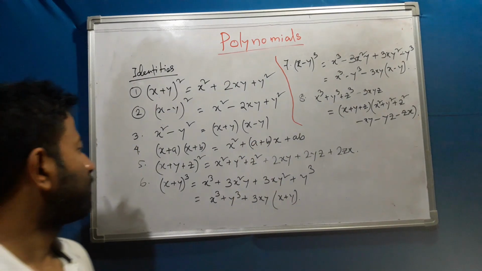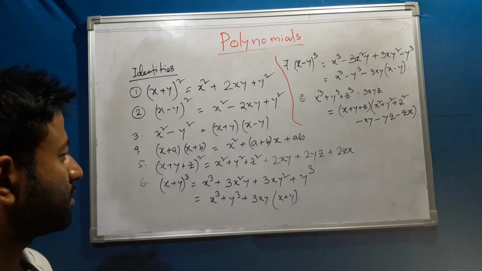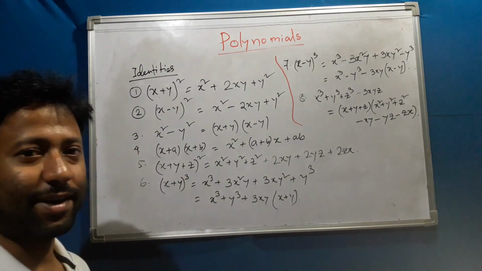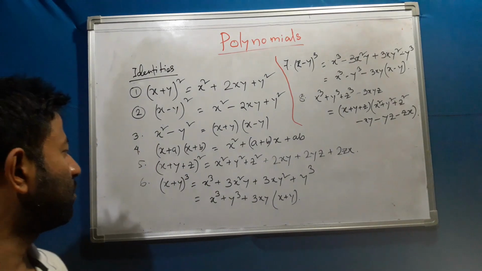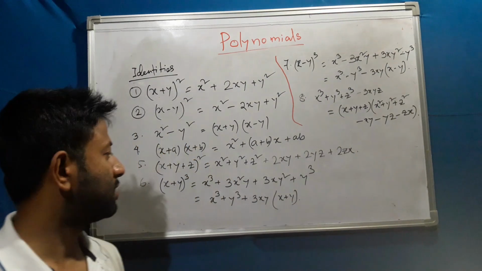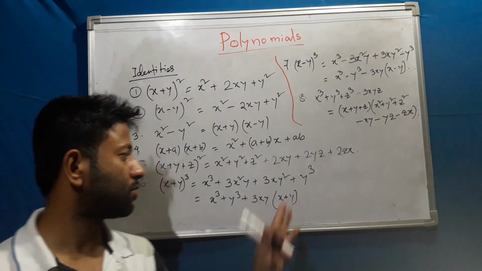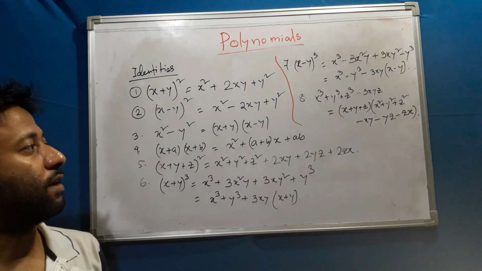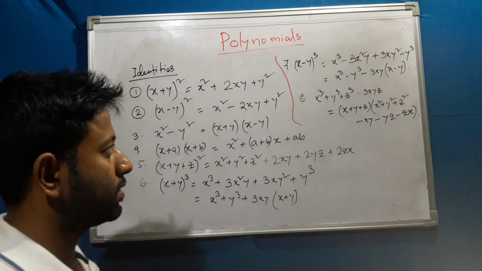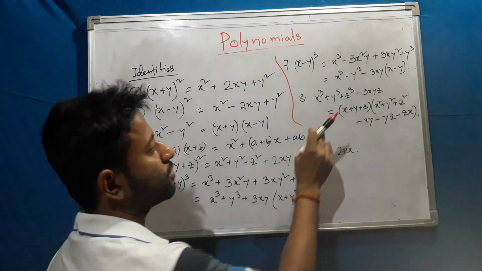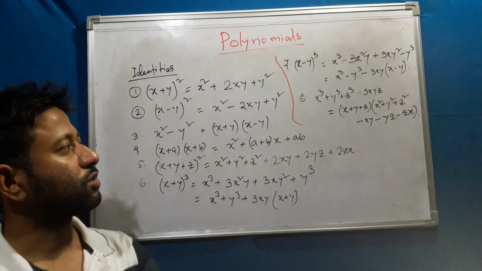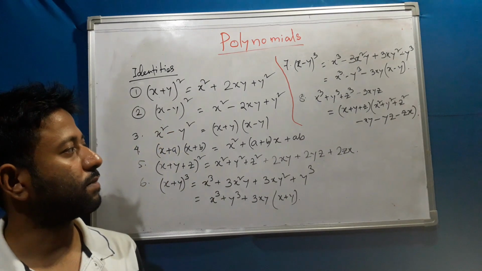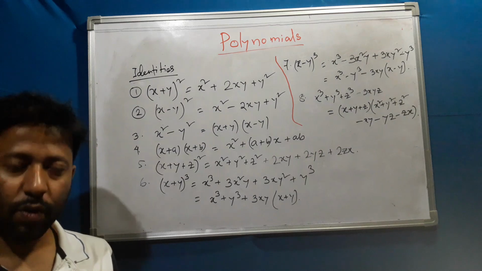Now (x plus y plus z) whole square is x square plus y square plus z square plus 2xy plus 2yz plus 2zx. And (x plus y) whole cube equals x cube plus 3x square y plus 3xy square plus y cube. Similarly for (x minus y) whole cube. And there is one more identity: x cube plus y cube plus z cube minus 3xyz equals (x plus y plus z) into (x square plus y square plus z square minus xy minus yz minus zx).